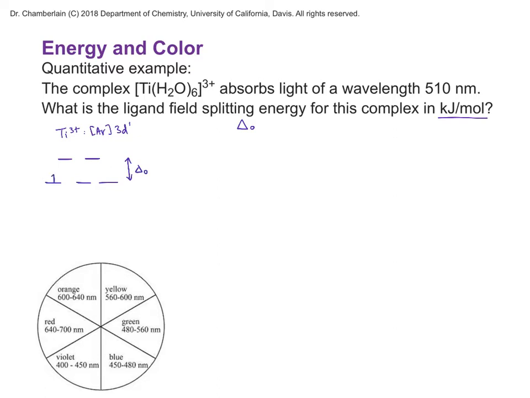But 1 electron is enough that when a photon comes along, it can excite that electron into an upper level, so from the ground state to an excited state. We are provided with the information that this excitation of the electron from the ground state to the excited state comes at a wavelength of 510 nanometers. And if I look at my color wheel, 510 is in the green region. Okay, so I'm looking at an absorption in the region of green.